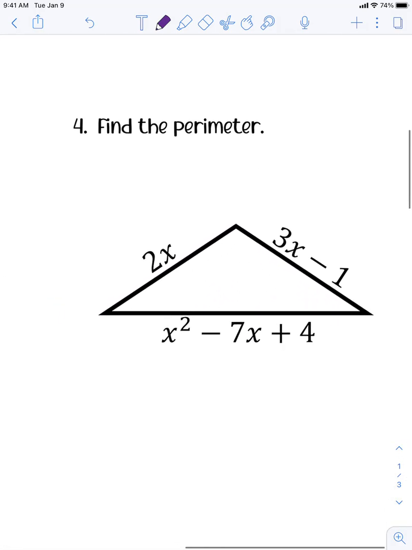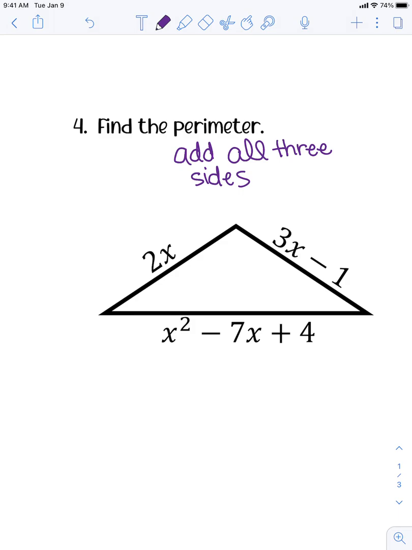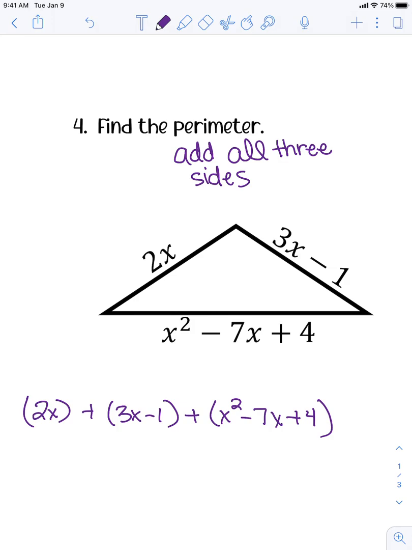Looking at our last question, it says find the perimeter. Remember, perimeter means we add up all three sides. So we're going to take 2x plus 3x minus 1 plus x squared minus 7x plus 4. And we're going to combine like terms.